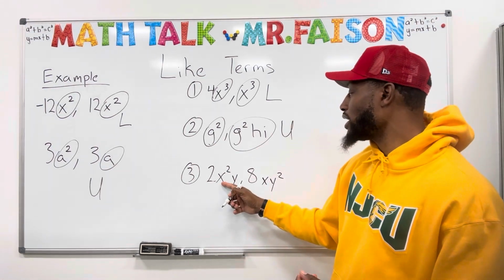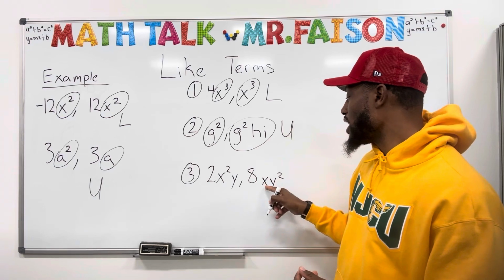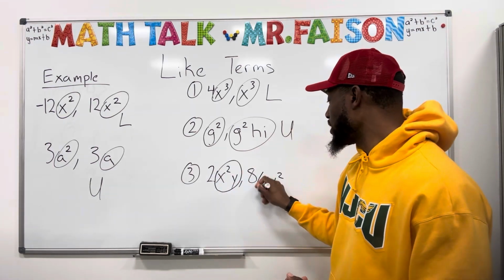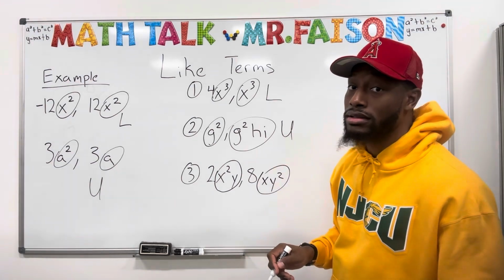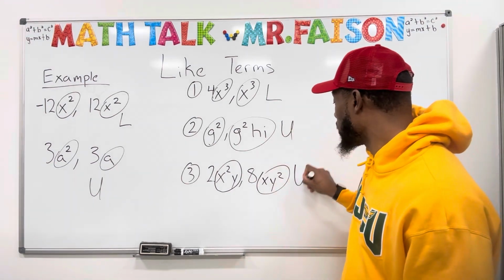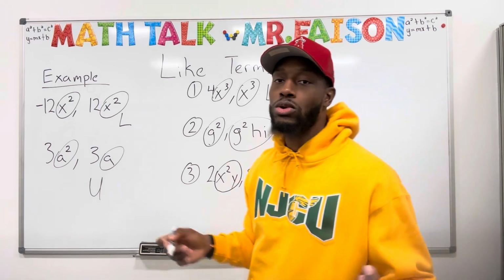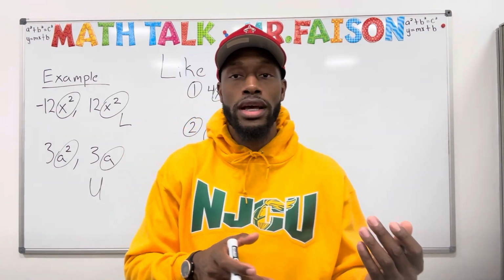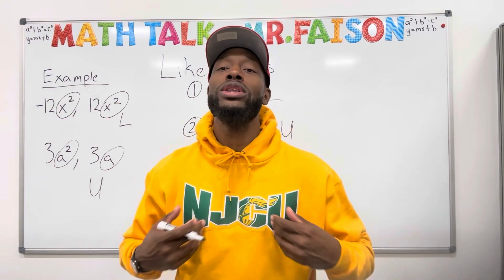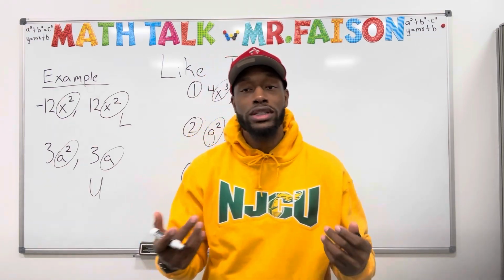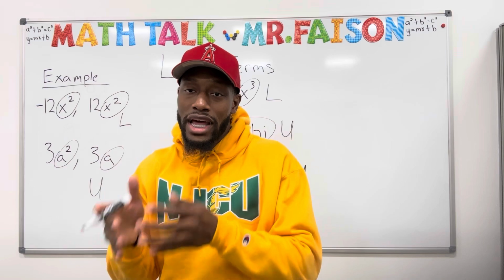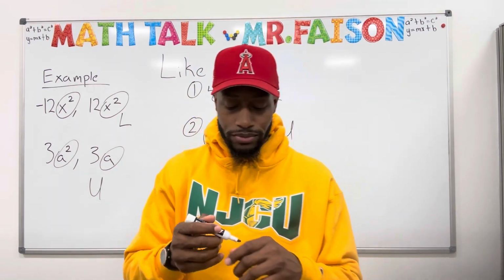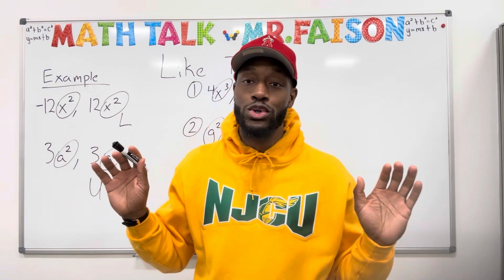Drop down to number 4. I have 2x squared y and 8xy squared. Do these look the exact same? Nah, not at all. They close, but they're not the same. Close ain't good enough, right? It's a difference between a fraternal twin and an identical twin. All right? We're looking for identical twins. So once again, you need to know your like terms so that you can know if you can add or subtract polynomials. Hey man, that's just a real quick lesson.